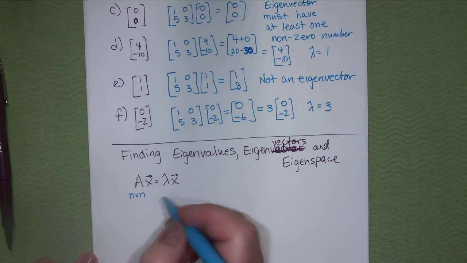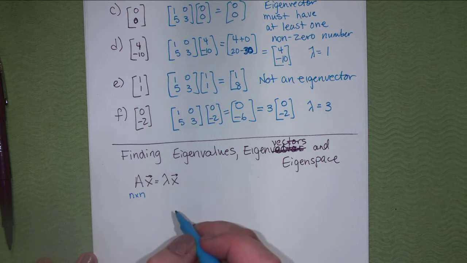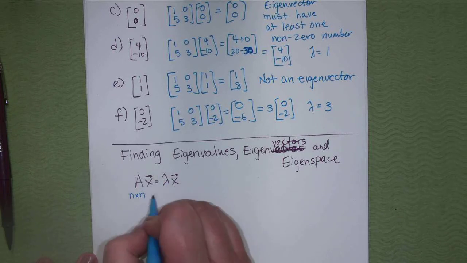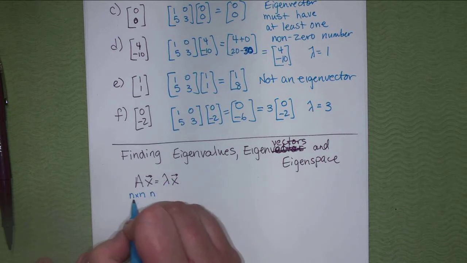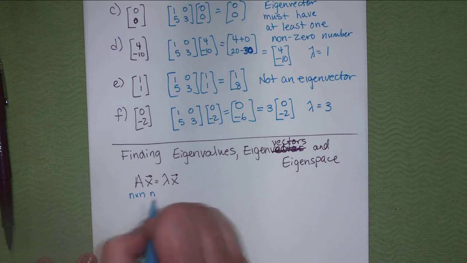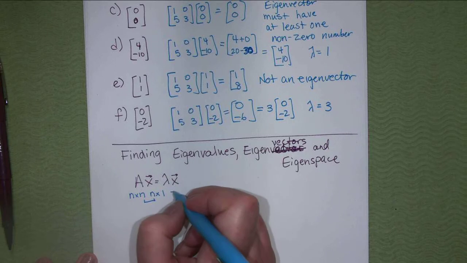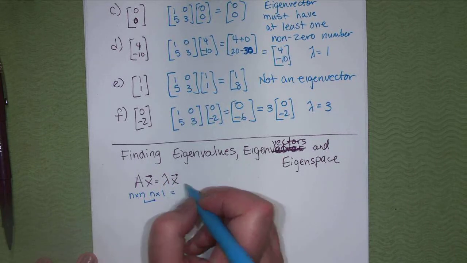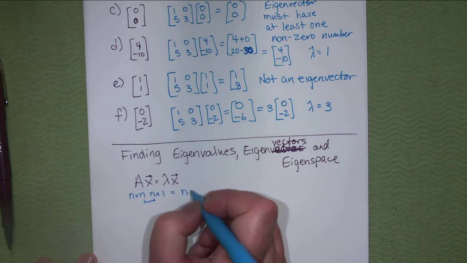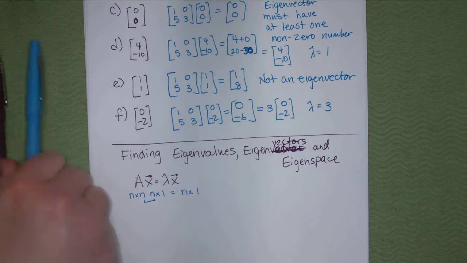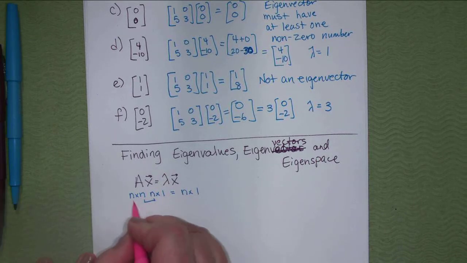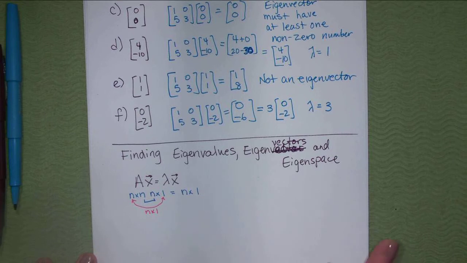And what size would X have to be for it to be able to multiply? N by 1, because the middle numbers have to match up. And lambda is a scalar, and x is an n by 1. So on this side we get an n by 1. Remember, these match so that the answer is n by 1. So that's about the size.